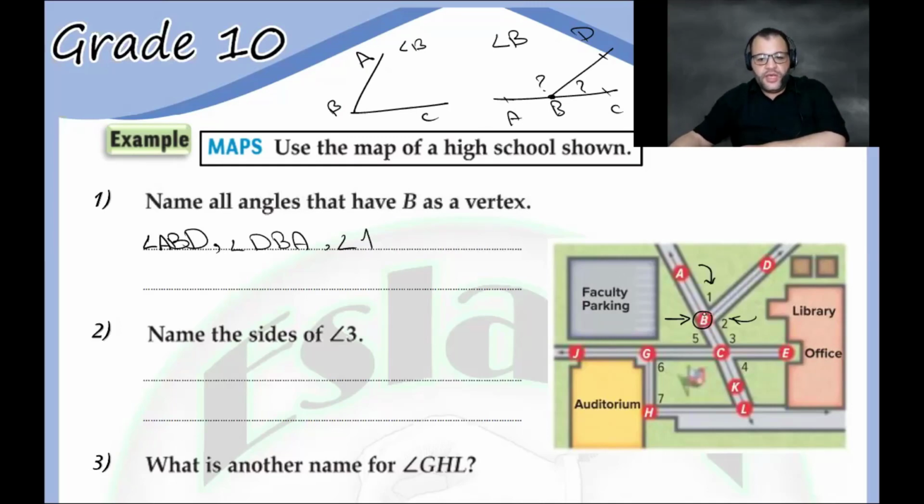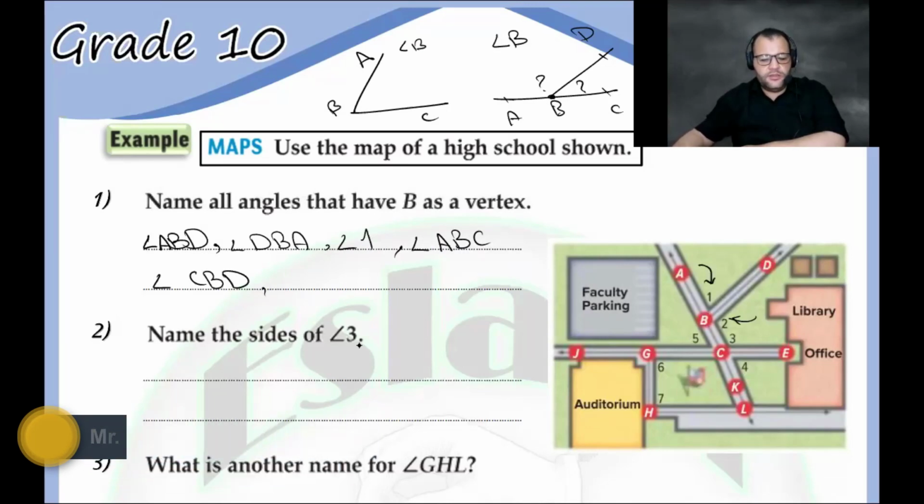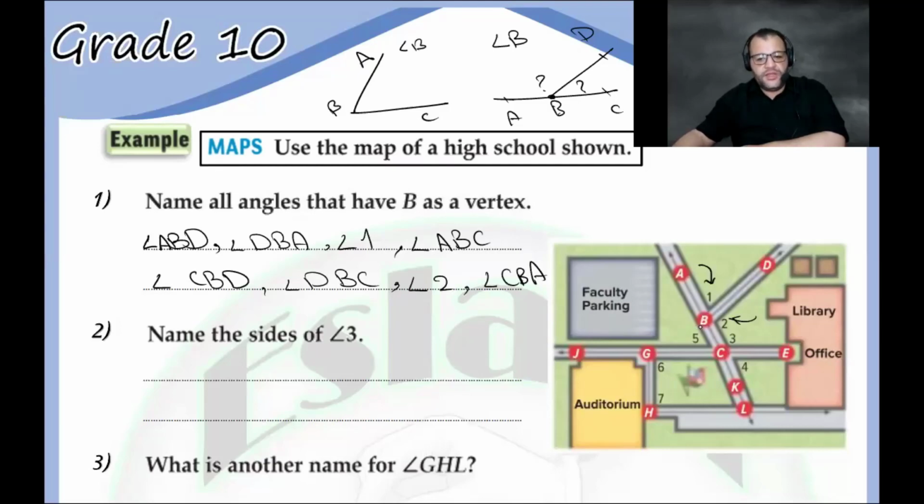B is also a vertex common to another angle. What is this angle? It also belongs to angle ABC. It's CBD, or angle DBC, or it could be CBA, and angle 2 and angle CBA. All of these are angles that B is the vertex of.